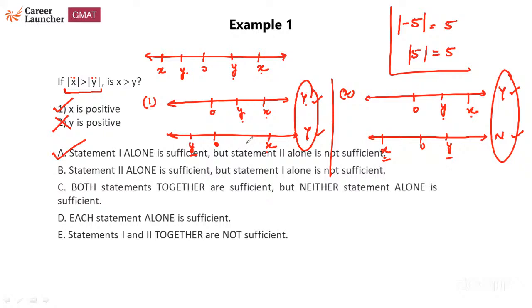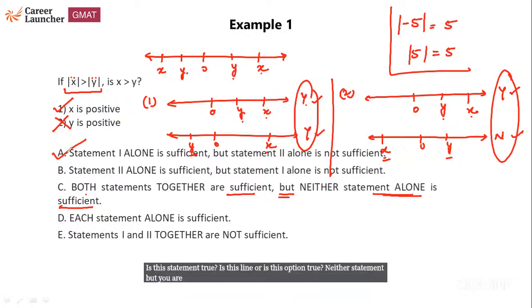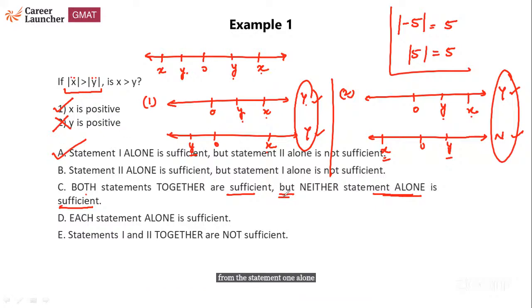Komal says, can we say answer is C? Okay, let's understand. Option C says both statements together are sufficient, but neither alone is sufficient. Is this option true? You are getting an answer from statement 1 alone, but option C states that neither statement alone is sufficient, which is not correct. Therefore, option C is not the correct answer.